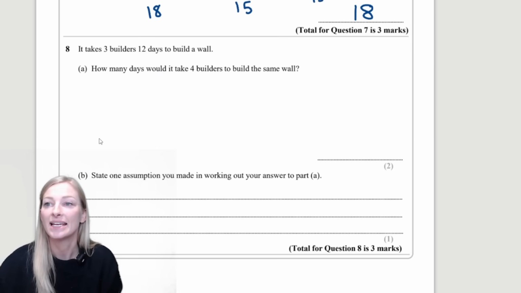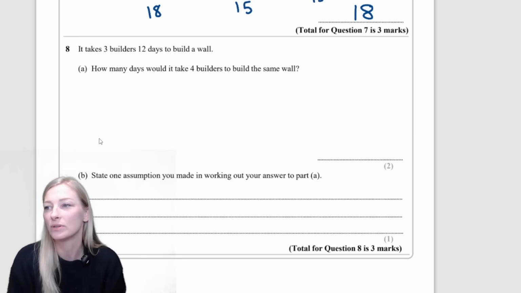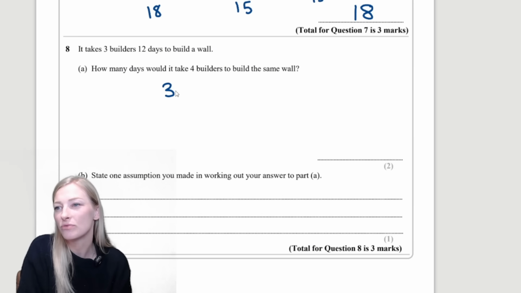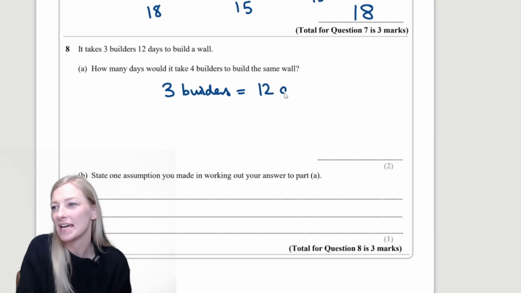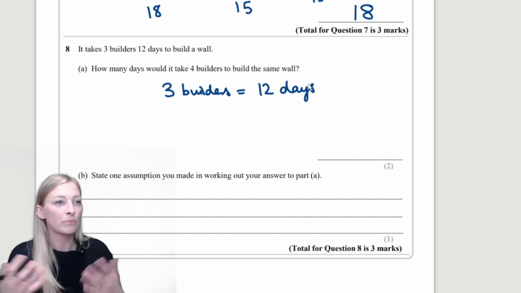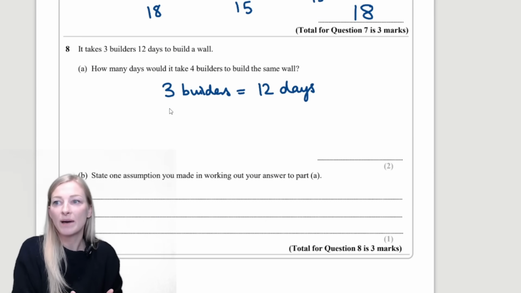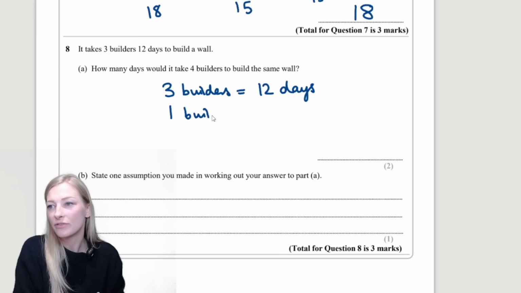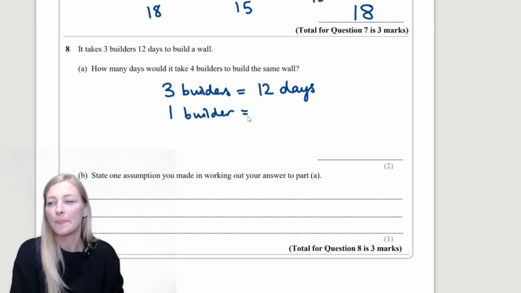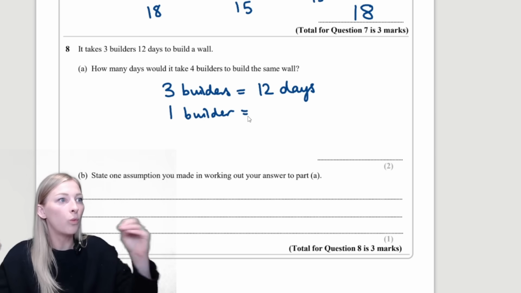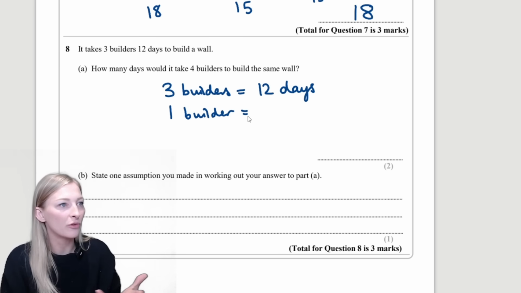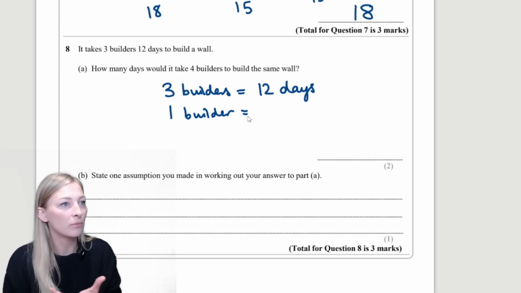Question number 8. It takes 3 builders 12 days to build a wall. How many days would it take 4 builders to build the same wall? The first thing I'm going to do is write down 3 builders equals 12 days. And always with these proportion questions, we need to think about 1. So what if we only had 1 builder? And the instinct here is to say, well, 1 builder, I've divided the number of builders by 3, let's divide the number of days by 3.